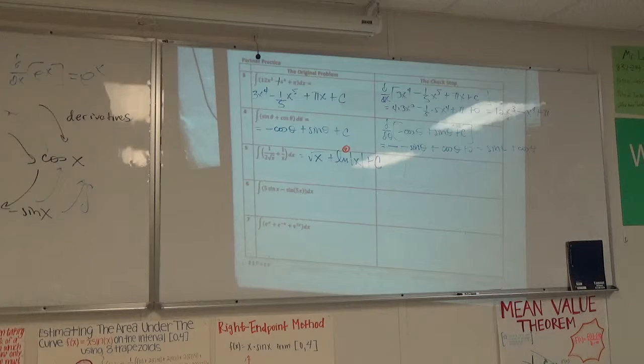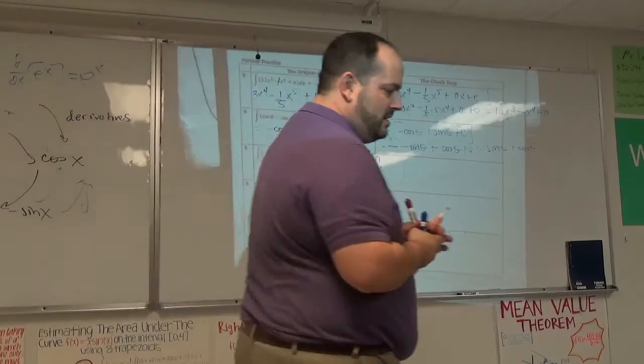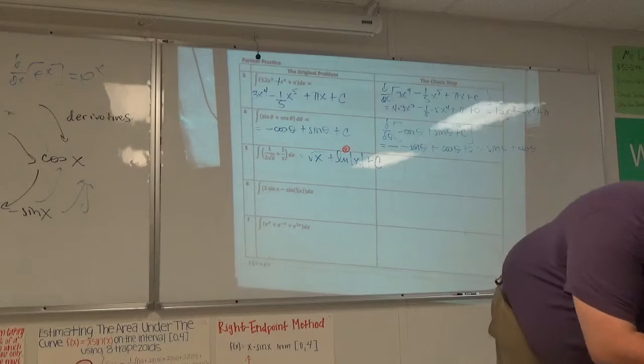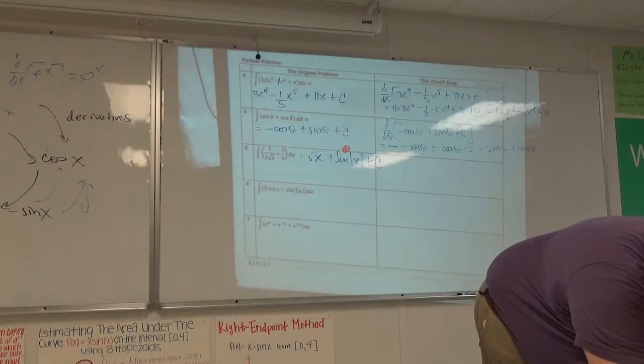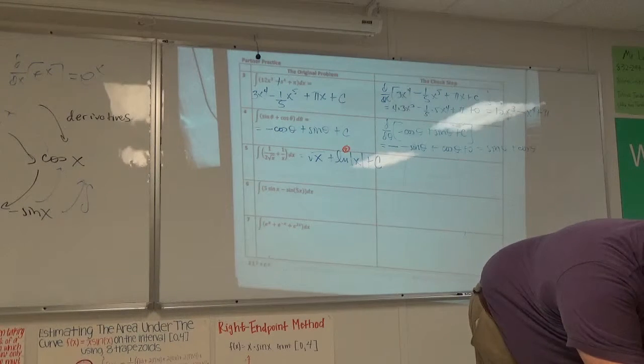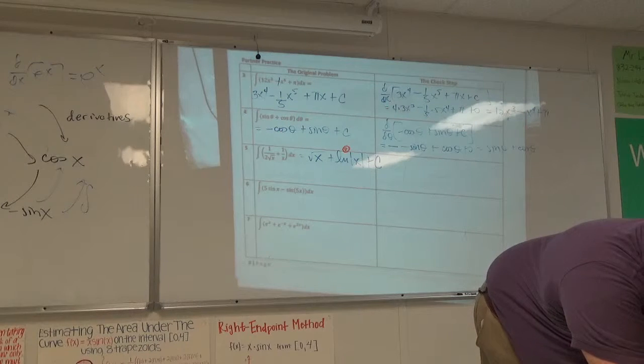Derivative of square root of x, 1 over 2 square roots of x. Derivative of natural log of x, 1 over x. I wonder if there are any other ones that I'm supposed to just have memorized at this point in my life. 5 times negative cosine of x.